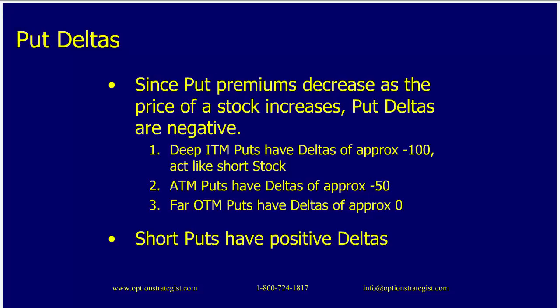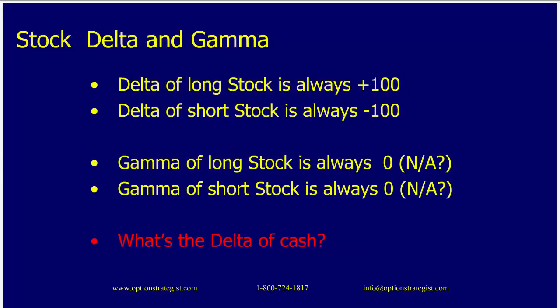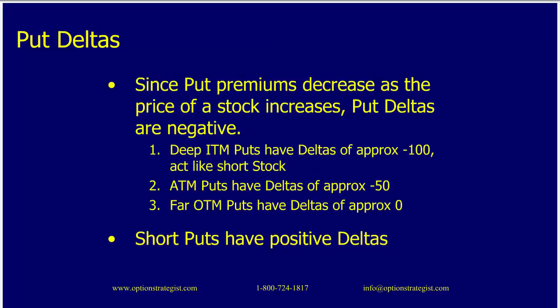Right? And puts, we'll talk about puts. So we're going to talk about puts now. Put premiums decrease as the price of the stock increases. So the put deltas are going to be negative. Deep in the money puts have deltas of approximately minus 100. It's going to act like short stock.